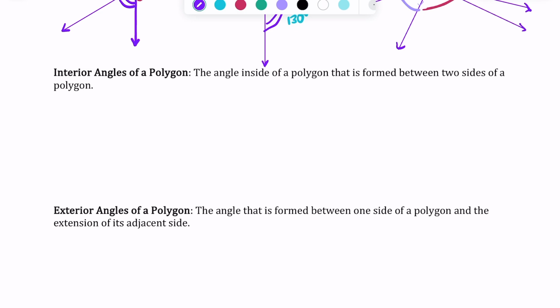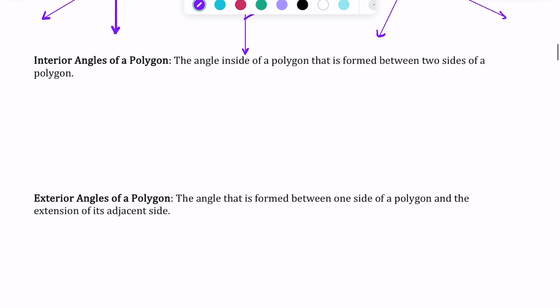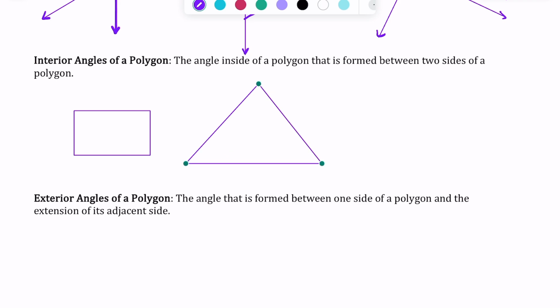Okay? A circle is not a polygon because a polygon is only formed using straight lines. An oval is also not a polygon. A heart is not a polygon. So I'm going to draw a couple of polygons here. I'm going to draw, a crowd favorite, a rectangle. I'll draw a triangle here. And then I'll just draw what I get here.